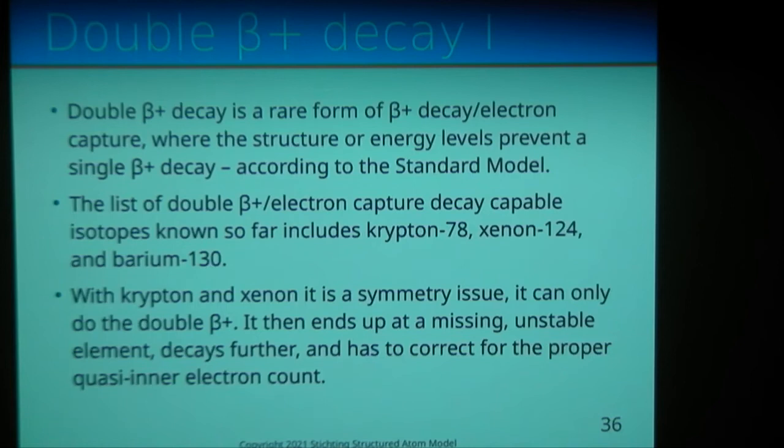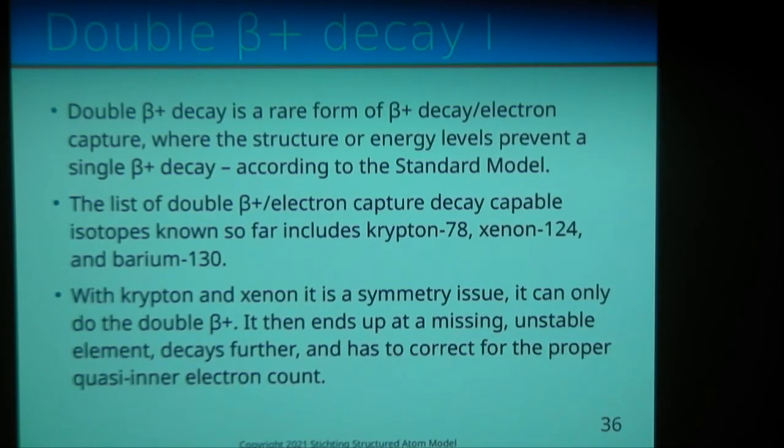The same is true for double beta plus decay. Again, the Standard Model tells us a single decay is prevented by energy levels. Krypton-78 and xenon-124 both are, with their PEP count, below the baseline for the element. The count can only be fixed based on the structure in a symmetrical fashion, in a step of 2, or not at all. Again, a new missing element is involved, further decay is necessary.